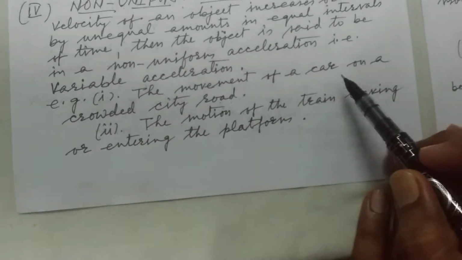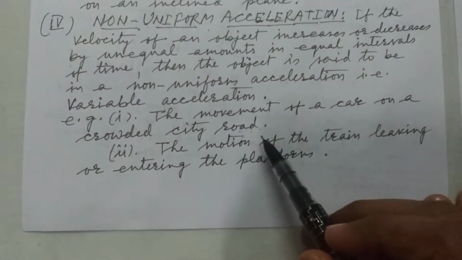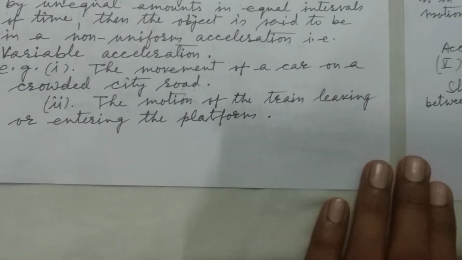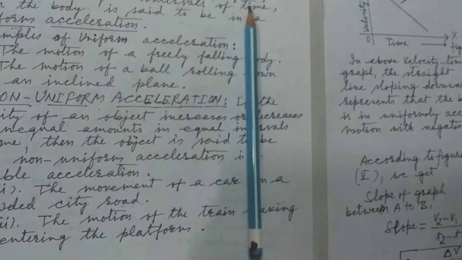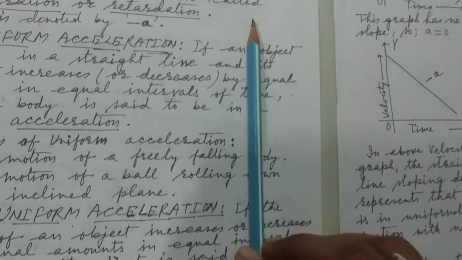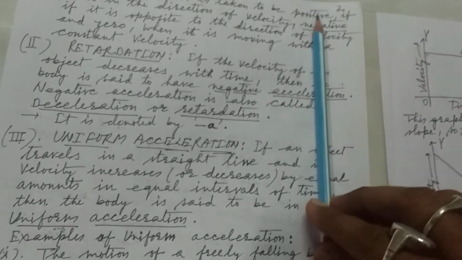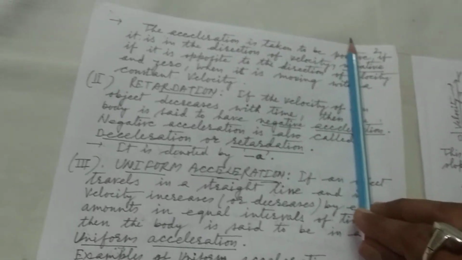The motion of a car on a crowded city road. So when the car is moving in a crowded place, the speed of the car is decreasing or increasing. So this is the non-uniform acceleration of the car.